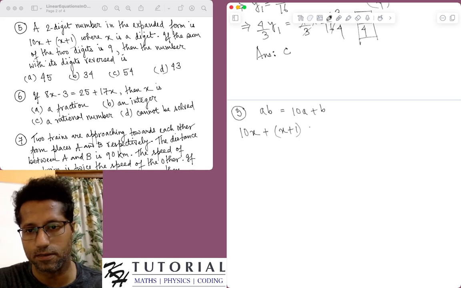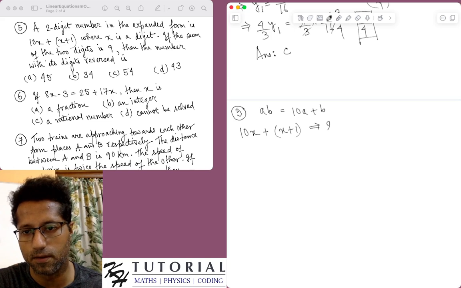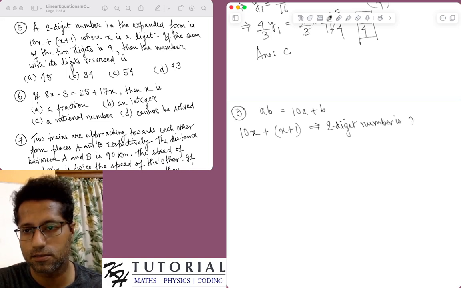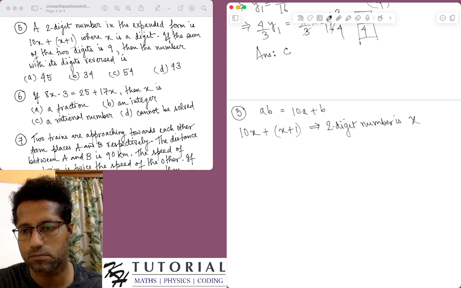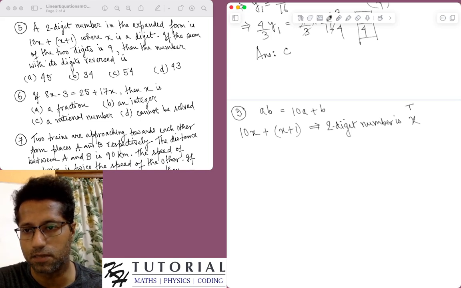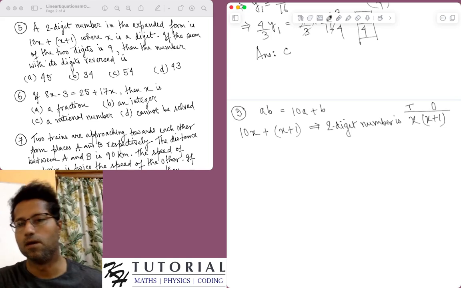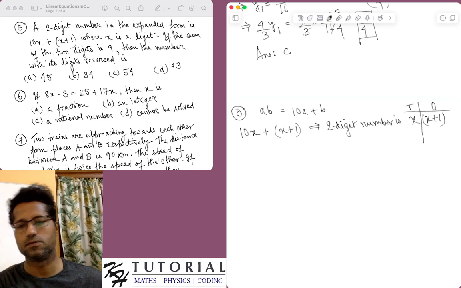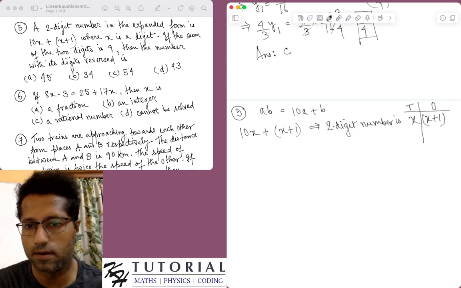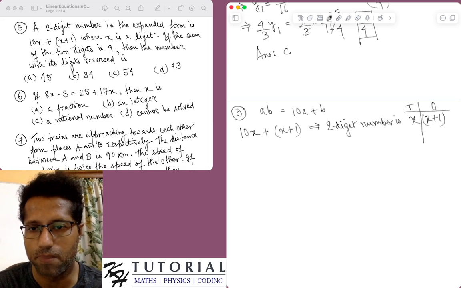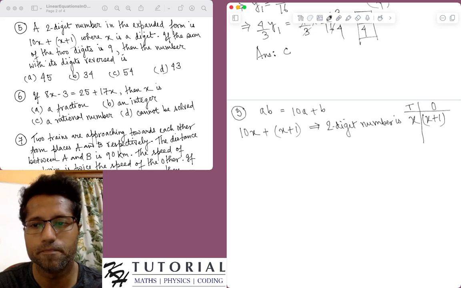So this implies the two-digit number is x, the digit in the tens place, and x plus 1 is the digit in the ones place. If we consider the place value chart, so we have this. Now it is clear that x plus 1 is the digit in the ones place and x is the digit in the tens place.